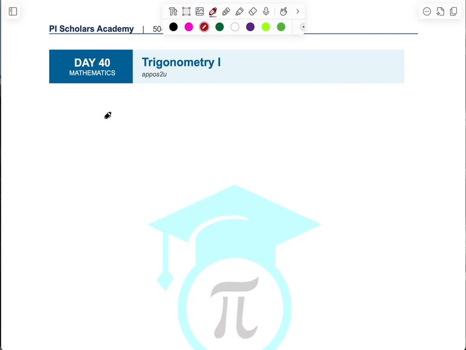So let's talk about trig ratios now. The concept of trigonometry itself simply means measurement of triangles. And we have different types of triangles. I'm not here to discuss those types. So we have the scalene triangle.